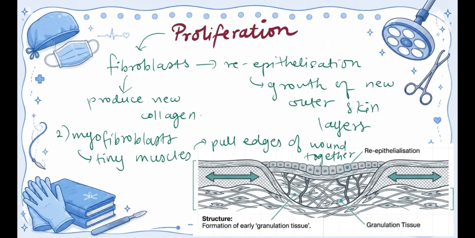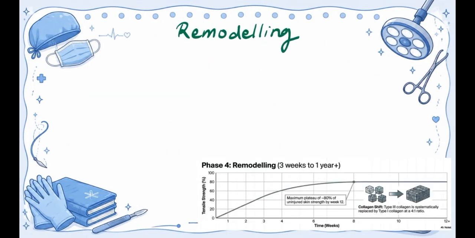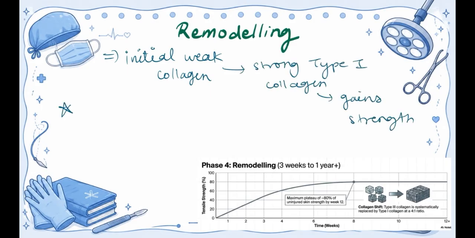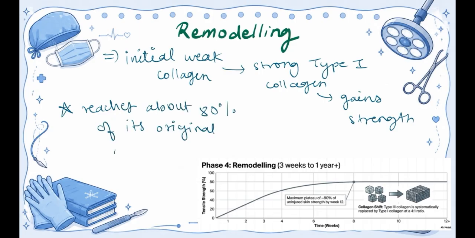Then, over the following months, the wound remodels. The initial weak collagen is systematically replaced by strong type 1 collagen. The tissue slowly gains strength. Eventually, it reaches about 80% of its original integrity.